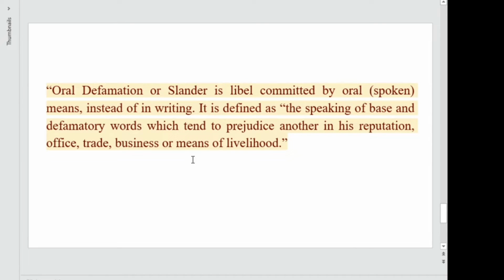And so oral defamation or slander is libel committed by oral, spoken. So spoken means instead of writing. It is defined as the speaking of base and defamatory words which tend to prejudice another in his reputation, office, trade, business, or means of livelihood. So, nagiging ground na siya for slander if naapektuhan ito: reputation, office, trade, business, or means of livelihood. Okay? So, if these were affected, then you can sue someone for slander because of a defamatory statement.